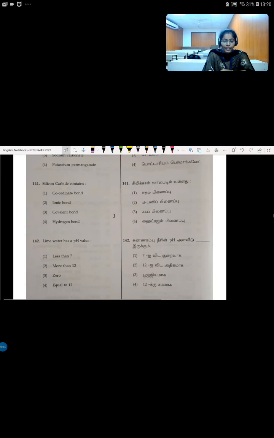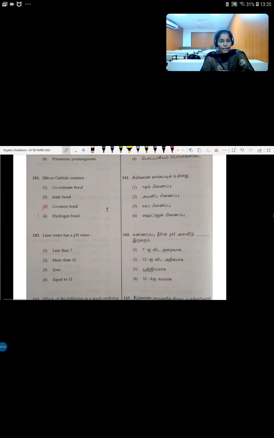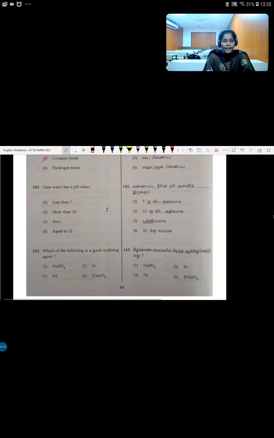Next, the silicon carbide contains. It is very clear: silicon carbide is the bond between silicon and carbon, possible only as a covalent bond. Covalent bond is present in silicon carbide. Direct question. And this is: lime water has a pH.